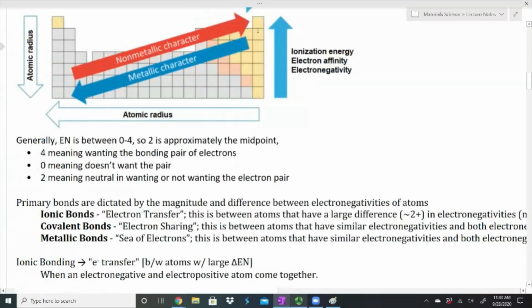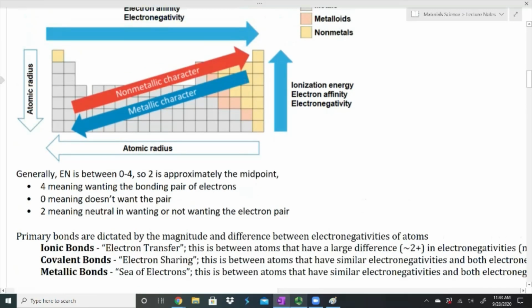Going back up here to this periodic table, large differences in electronegativities would mean I have something very electronegative up here in our nonmetals, and it would be bonded with something way over here that's a metal. When that happens, we get an ionic bond. Our sodium is over here on the left, and our chlorine is over here on the right, so we can get an ionic bond when those 2 atoms come together.